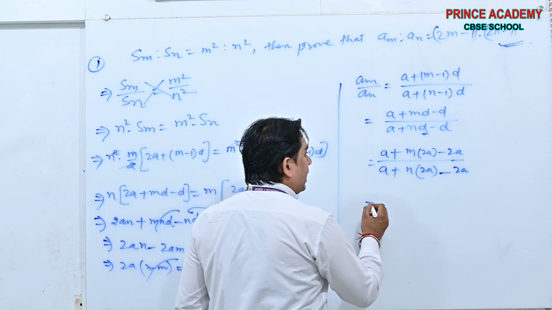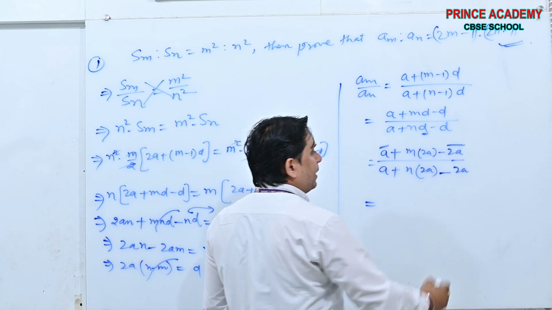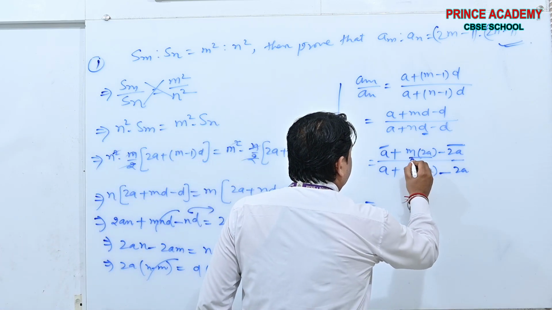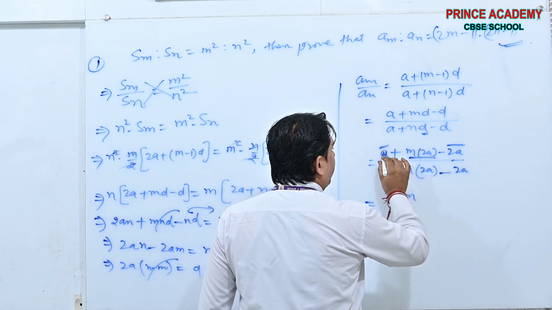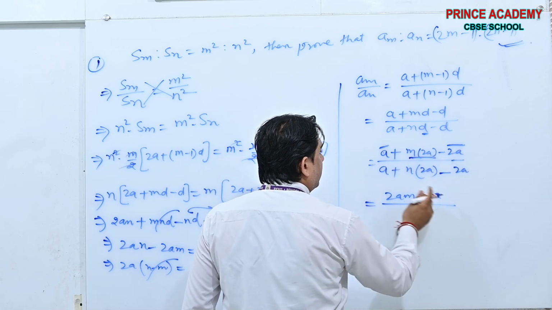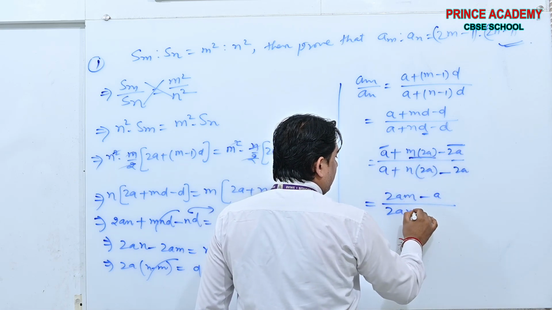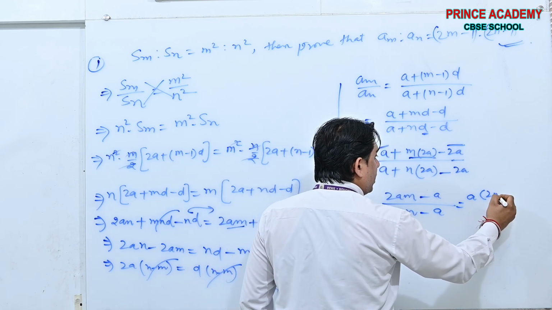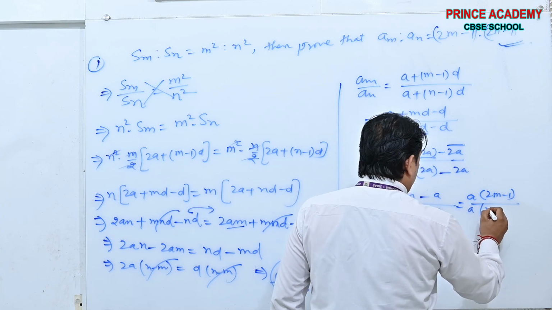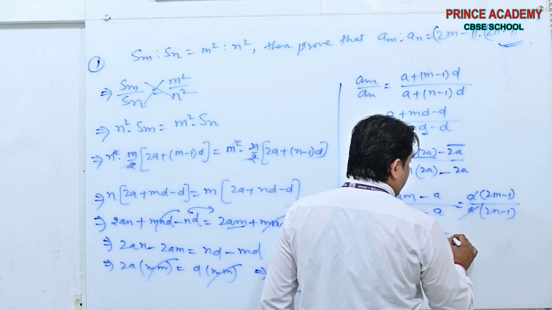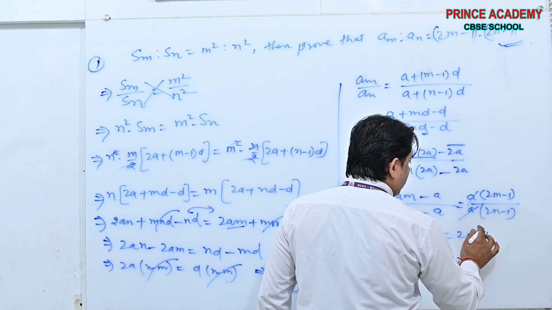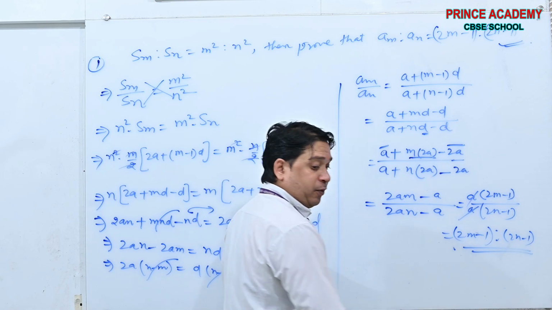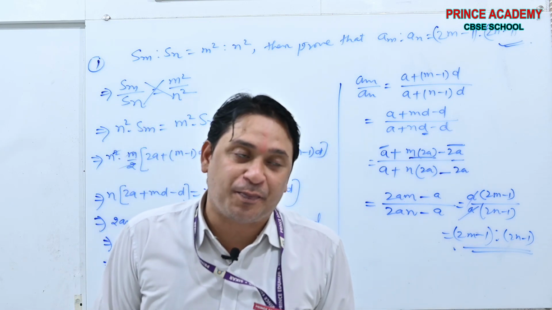Clear? Now see beta, a minus 2a, 1 minus 2, that is minus 1. This is 2am, and a minus 2a is minus a. Similarly 2an, a minus 2a is minus a. Can I take a common? 2m minus 1, a common, 2n minus 1, cancelled: 2m minus 1 ratio 2n minus 1. This is the proof. Okay beta, it was a very simple question.